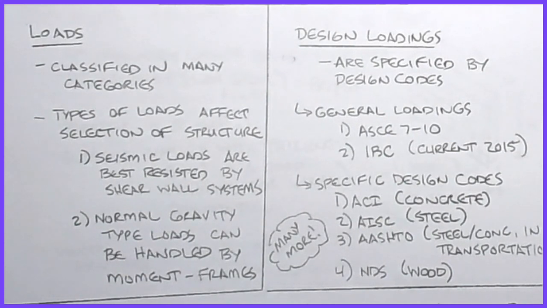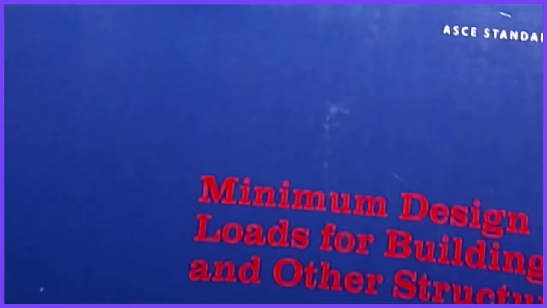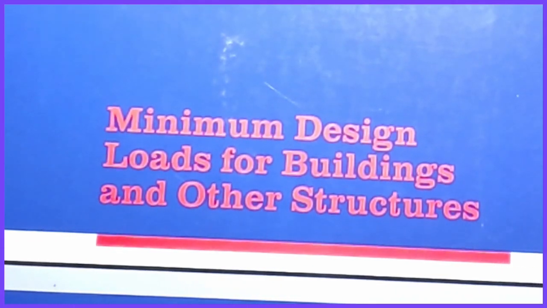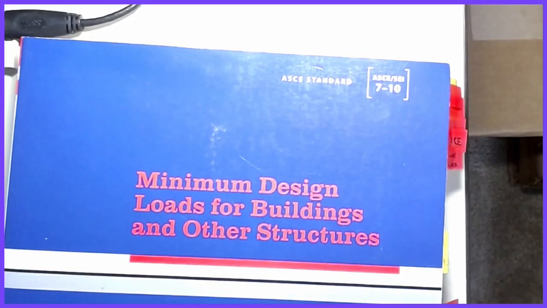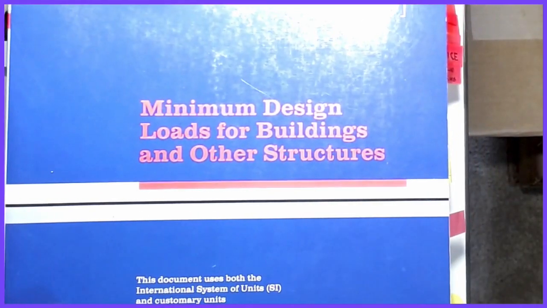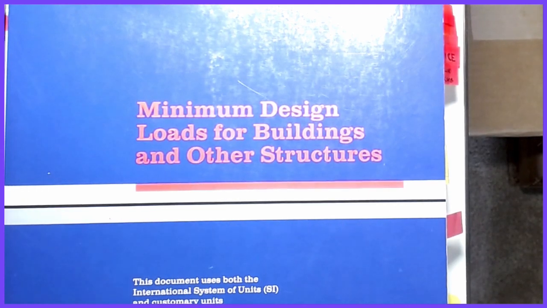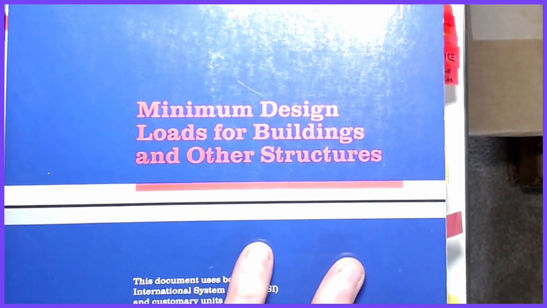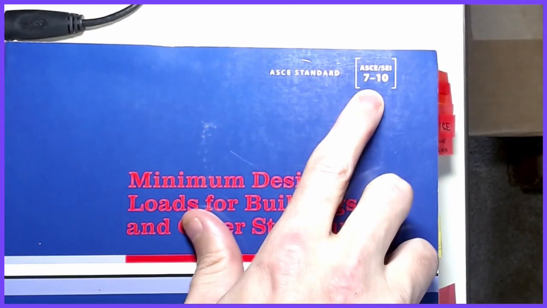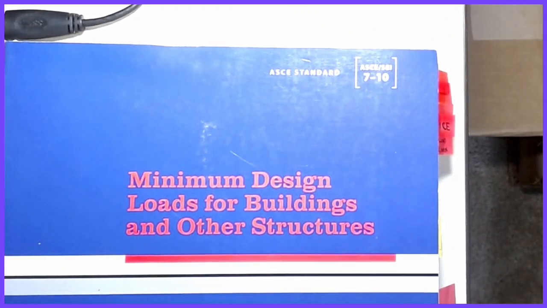Generally, design loadings are specified by design codes. Two major ones in use in the U.S. are the ASCE 7-10 code, and as we talked about in our intro video to this series, there is a more recent version, but the one that we're talking about is this one. Let me zoom this out a little bit. This is Minimum Design Loads for Buildings and Other Structures. It's the ASCE standard, the ASCE SEI, Structural Engineering Institute. This particular version is the 2010, which is indicated by the 7-10 up here. There is a more recent one than this, but this is the one that's still accepted on most professional engineering exams, and so that's why I've chosen to keep using this one.